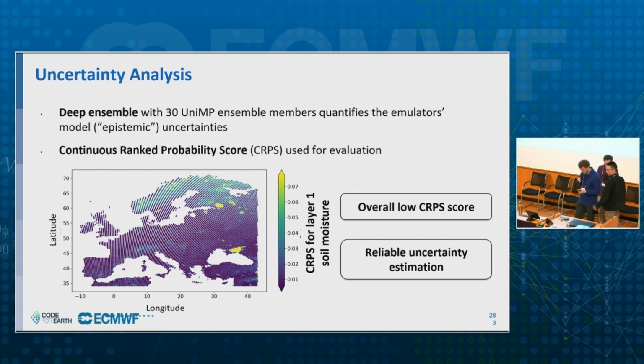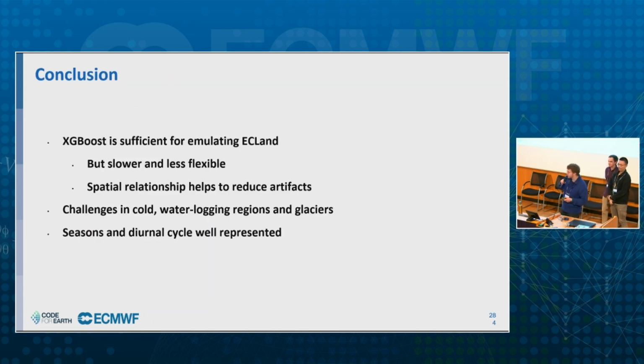Yeah, thanks. There would have been a lot more to talk about, but there's no reason to be sad, because everything's on GitHub as well as the documentation. So just a few take-home messages. We saw that XGBoost is already sufficient for emulating ECLand, which was quite a surprise to us. There are a few drawbacks: it's a bit slower and a bit less flexible than other models.